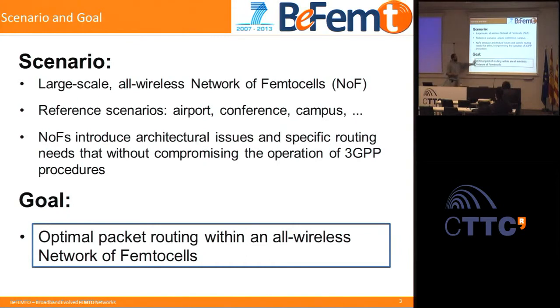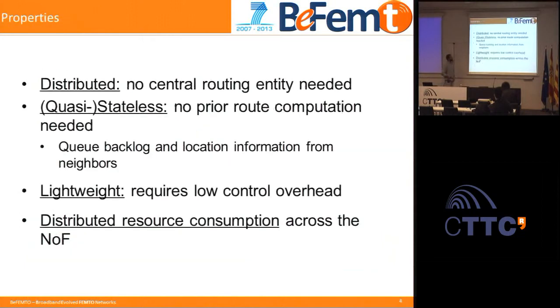So ideally, what we would like in this environment is to reach this. We will see our design decisions, but ideally we would like to have optimal packet routing within this network of femtocells, optimal in the sense that we are offering the throughput that users request, and we are serving all the users that are in the all-wireless network of femtocells. So this is our wish list.